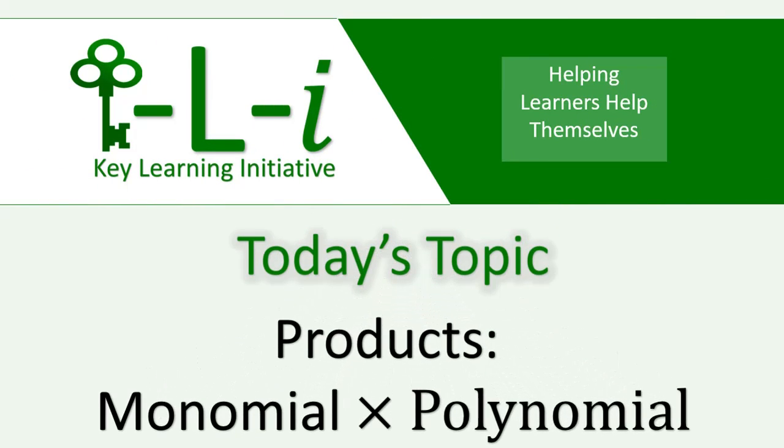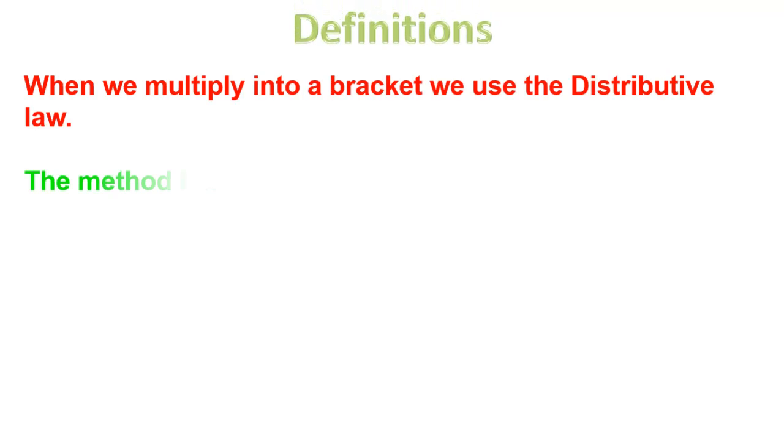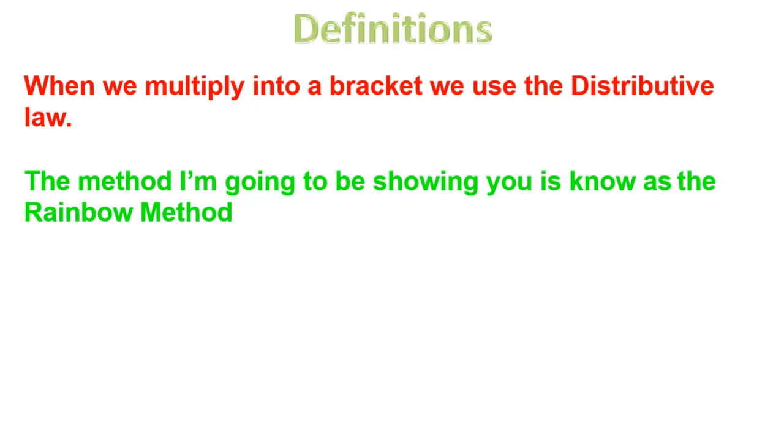Today's topic is a monomial times a polynomial. Let's look at the method that we're going to be using. When we multiply into a bracket, we use the distributive law. The method I'm going to be showing you is known as the rainbow method. There are many other methods, but the one we're doing today is the rainbow method.